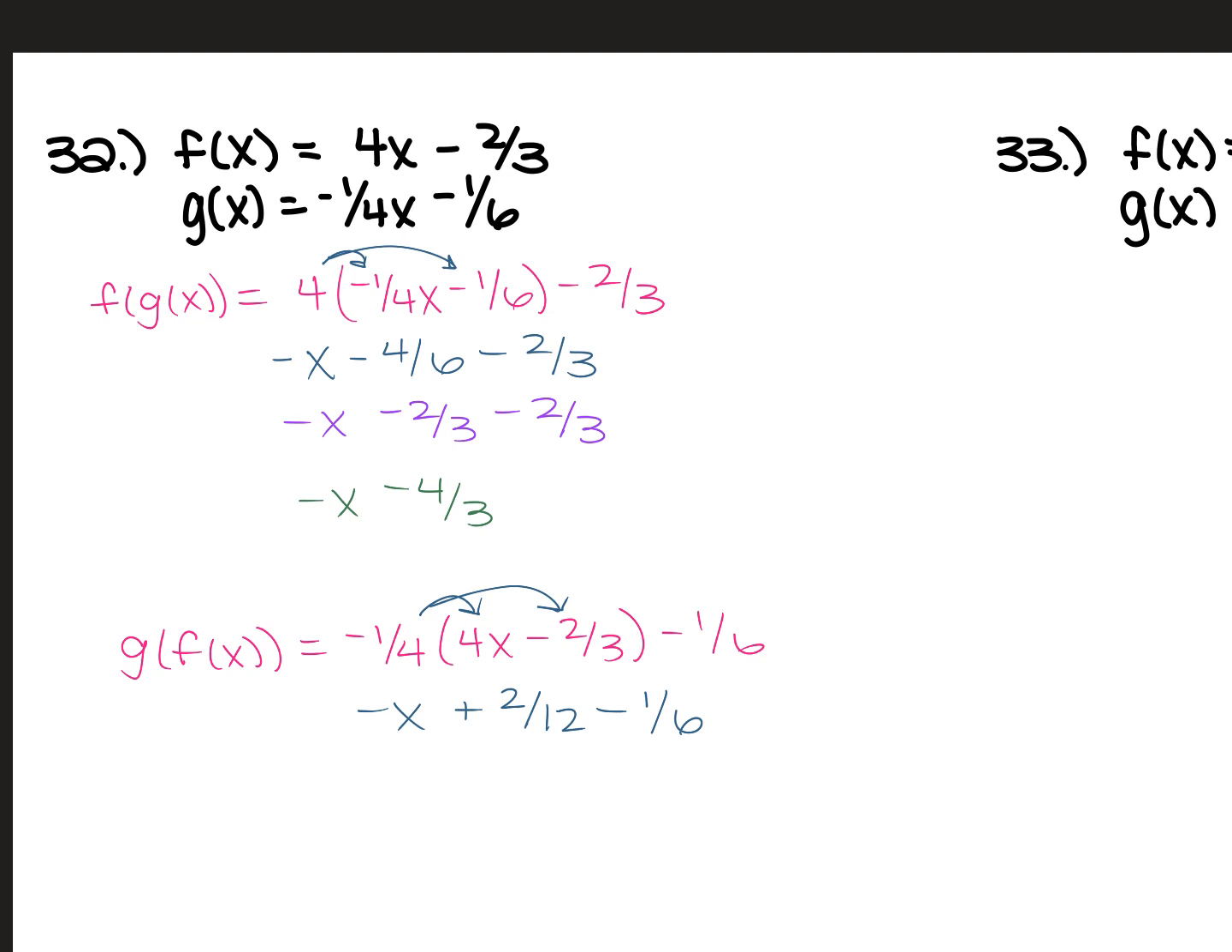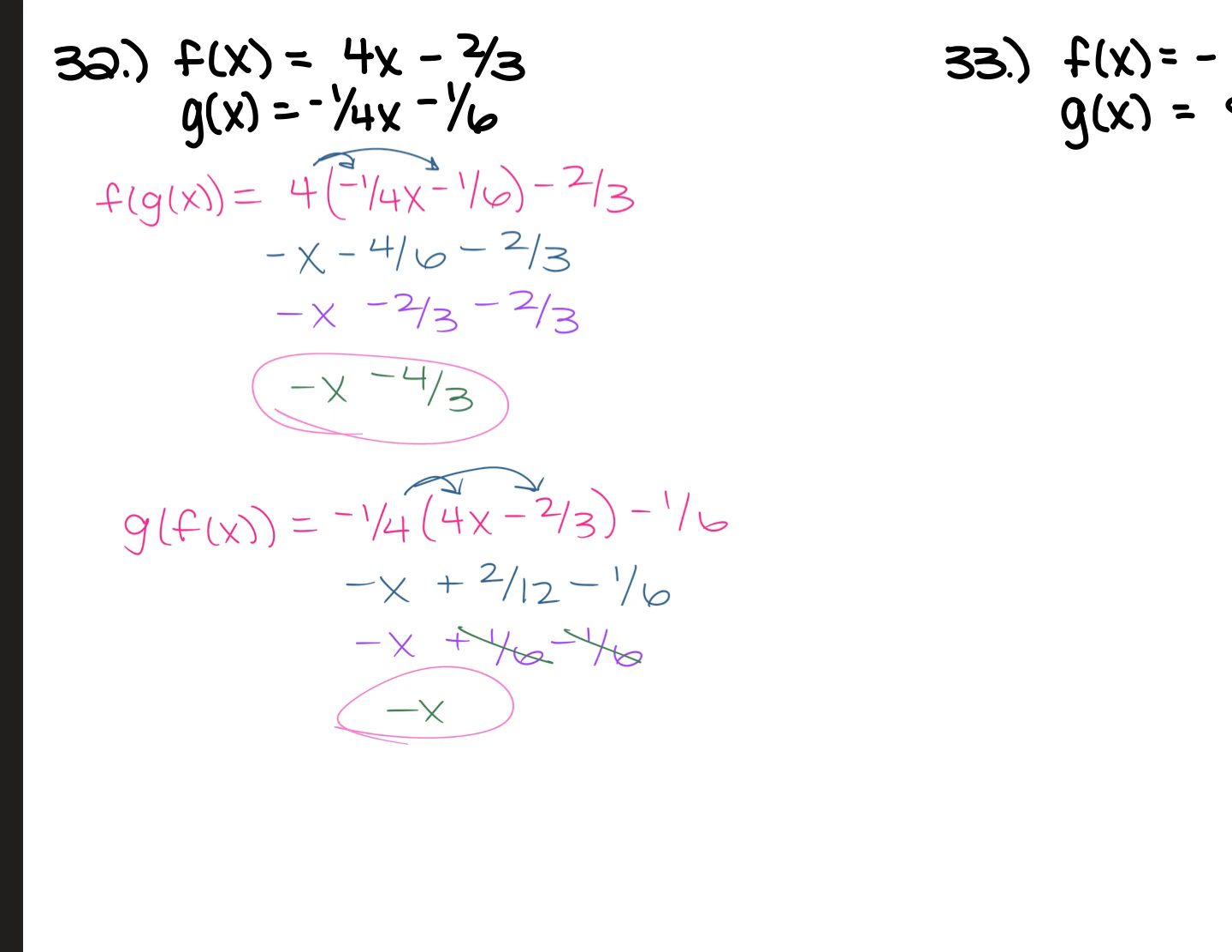So then this simplifies to give me negative x plus 1/6 minus 1/6, which cancels those out, and I'm left with just negative x. These two are not equal to one another. So because they're both not x, these two are not inverses.